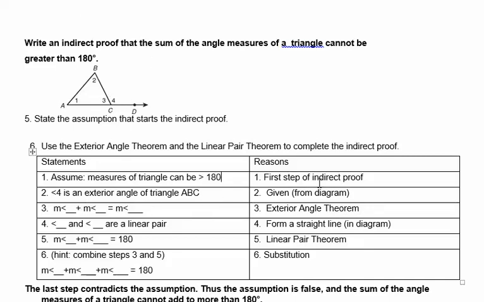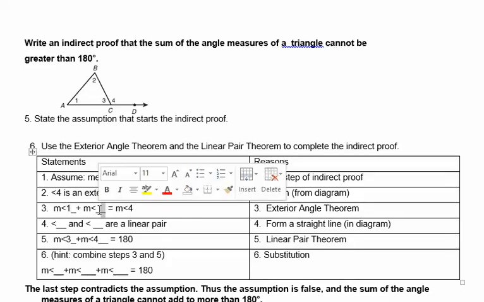The exterior angle theorem says that measure of angle 4, that's this part here, is equal to measure of angle 1 and measure of angle 2. So put those in here. Also, from this picture, we can see that angle 3 and 4 form a straight line. So you're going to put 3 and 4 in here. That means that angle 3 plus the measure of angle 4 equals 180. So we'll have 3 here, we'll have 4 here, and then we're supposed to combine steps 3 and 4. Well, maybe we should put this in here.